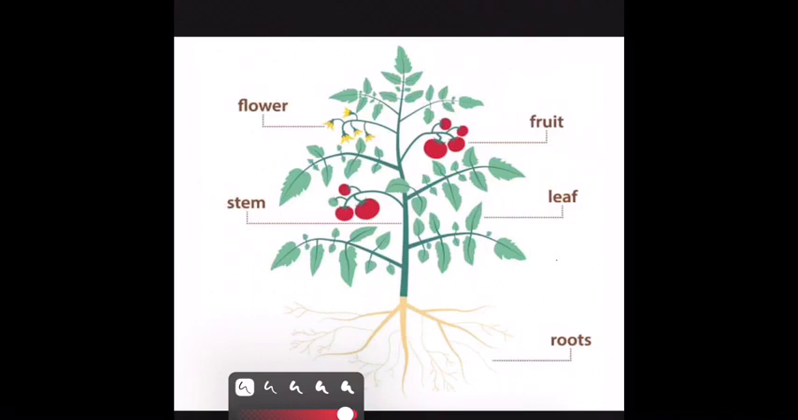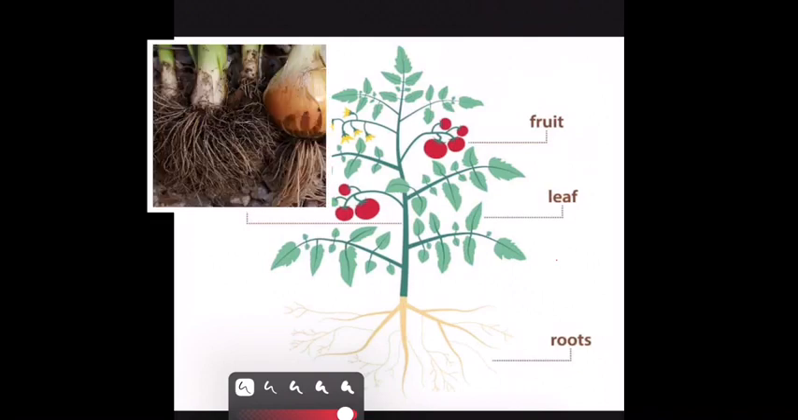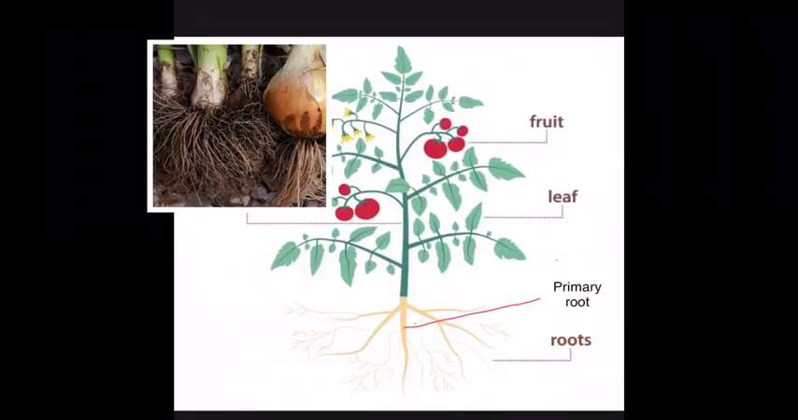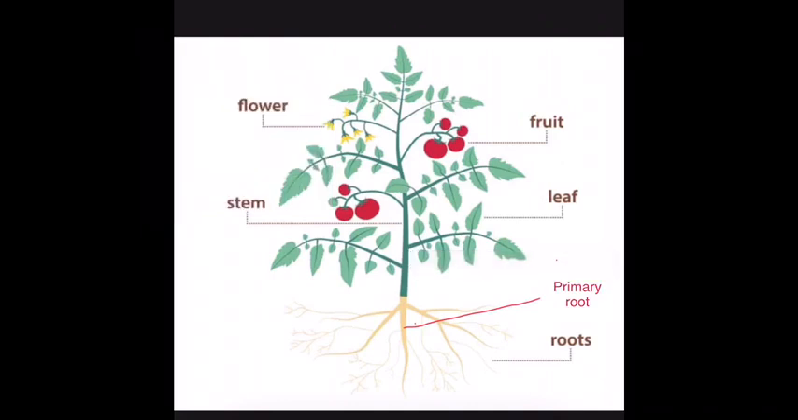Now there are flowers in trees which help in reproduction by attracting insects, and then the stem, which helps the plant to stand erect. There are roots, which are actually of two types. Here only root is mentioned. Let me show you its two basic types. One is taproot, which you can see here, and another is adventitious root, which you can see in the corner.